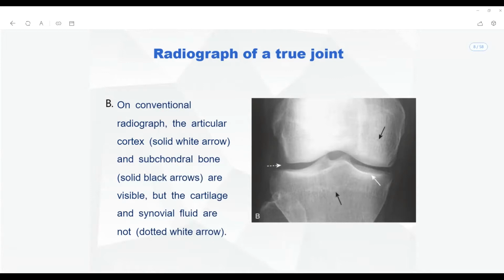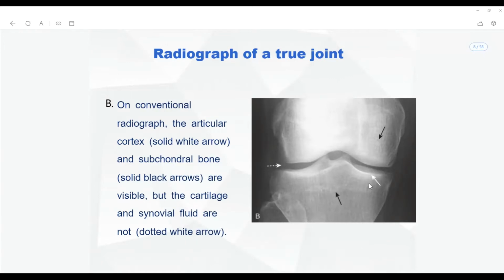Right. You see here in this radiograph, what we are actually trying to look at is the synovial fluid. This is the distal part of the femur, and this is the proximal part of the tibia. And here you can see that there is a thin white line. This thin white line generally is your articular cortex.